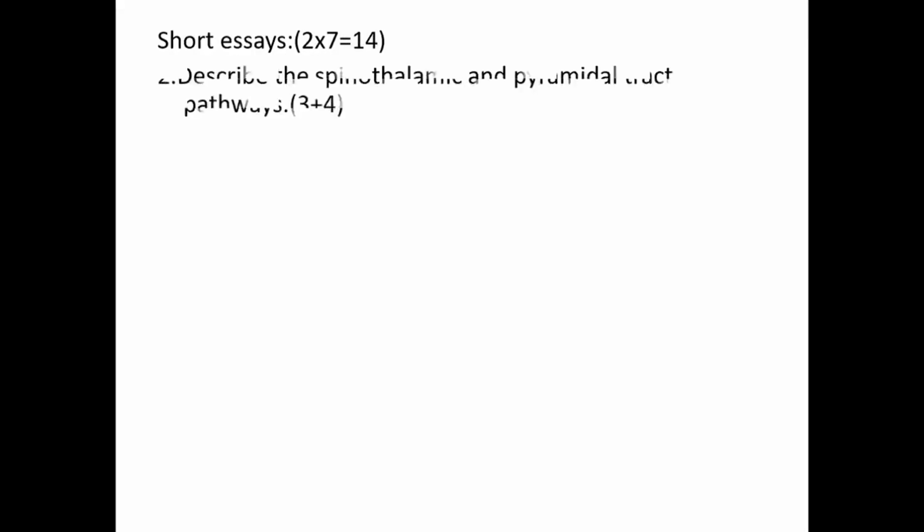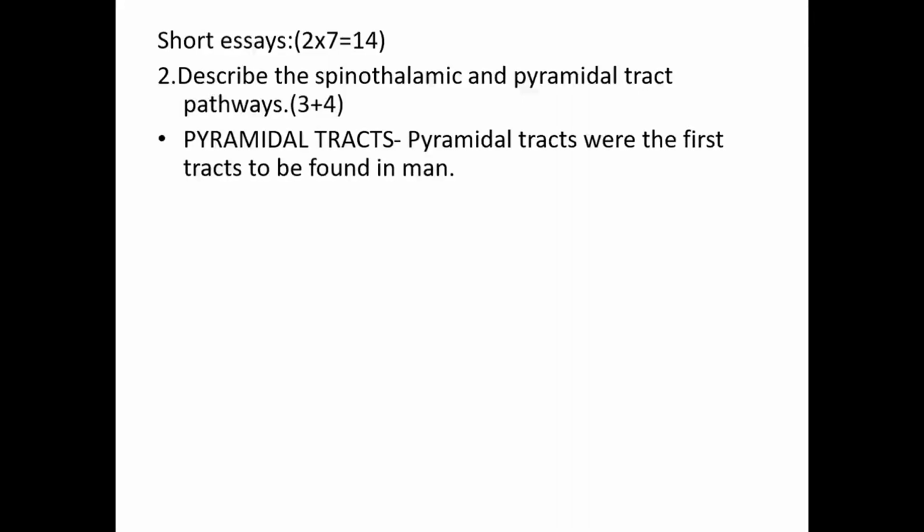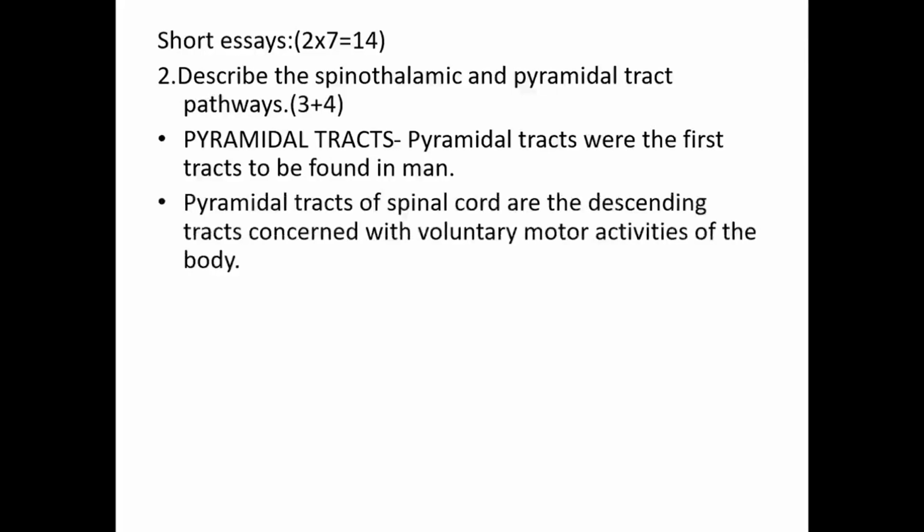Then short essays. The first essay: describe spinothalamic and pyramidal tract pathways. So spinothalamic carries 3 marks and pyramidal carries 4 marks. First we will see the pyramidal tracts. Pyramidal tracts are the first tract found in man. Pyramidal tracts of the spinal cord are descending tracts concerned with voluntary motor activities of the body.